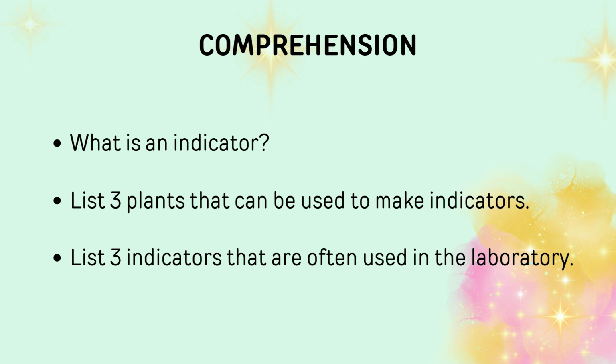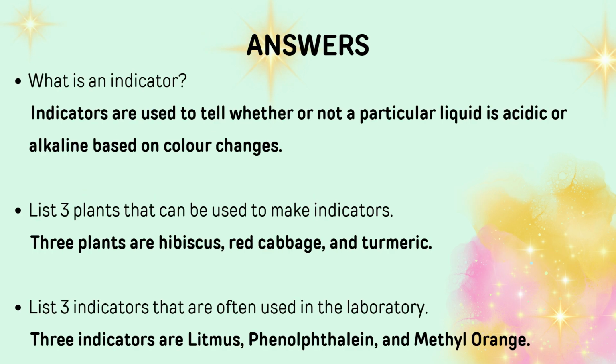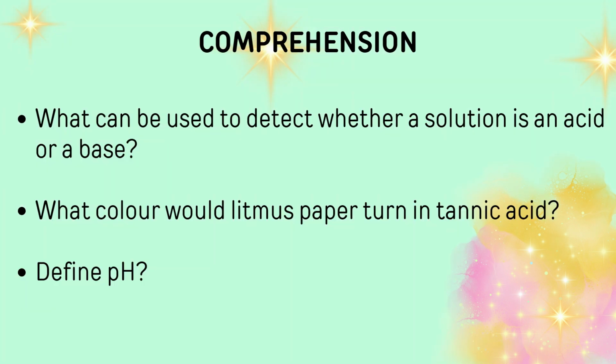Comprehension. What is an indicator? List 3 plants that can be used to make indicators and list 3 indicators that are often used in the laboratory. Indicators are used to tell whether or not a particular liquid is acidic or alkaline based on color changes. 3 plants are hibiscus, red cabbage, and turmeric. And 3 laboratory indicators are litmus, phenolphthalein, and methyl orange.